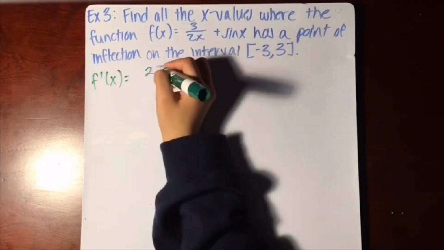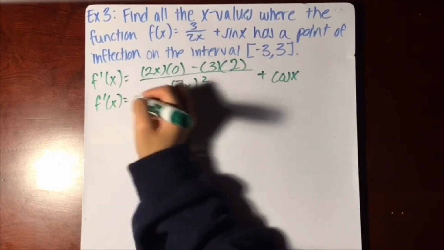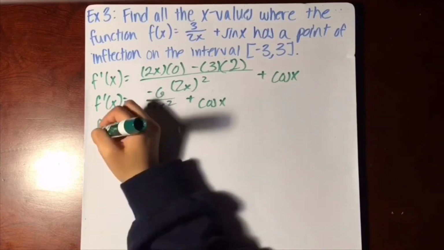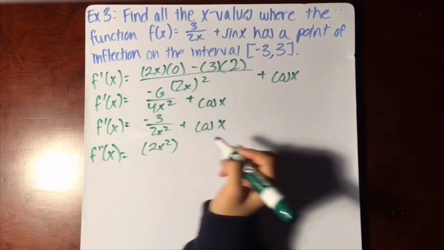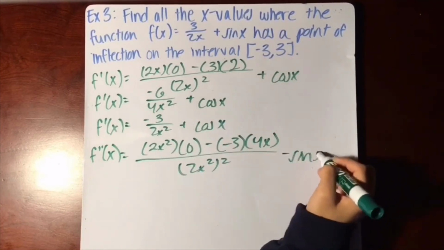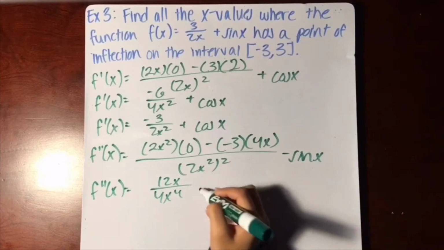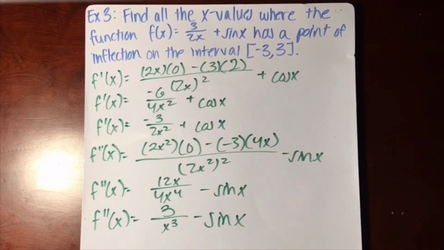In example 3, we are asked to find the x values of the points of inflection for the function f of x is equal to 3 over 2x plus sine x over the interval negative 3 to positive 3. First, we have to find the second derivative, and to do so, find the first derivative and then take the derivative of that. We find out that the second derivative is equal to 3 over x cubed minus sine x.